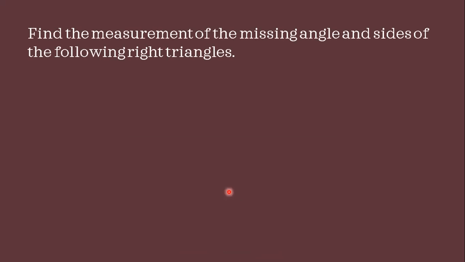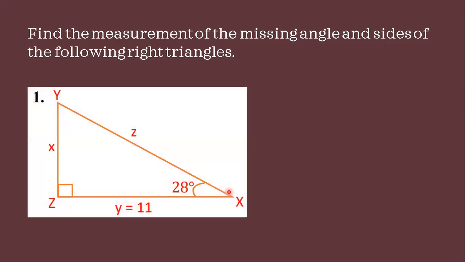Let's try to answer some examples. Here, we are going to find the measurement of the missing angle and sides of the following right triangles. Let's have the first illustration.